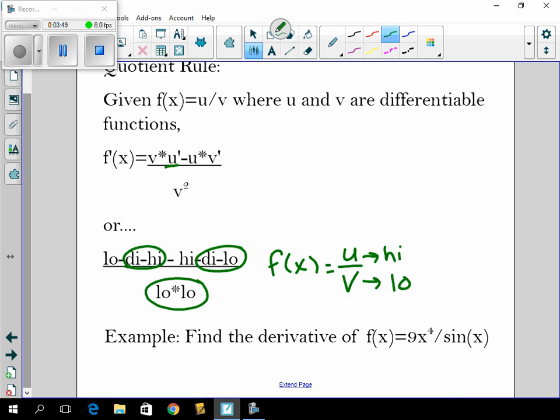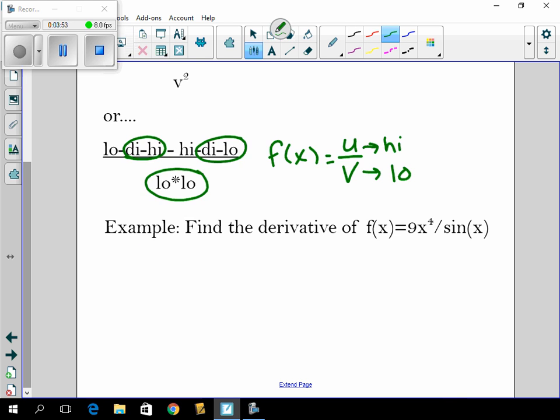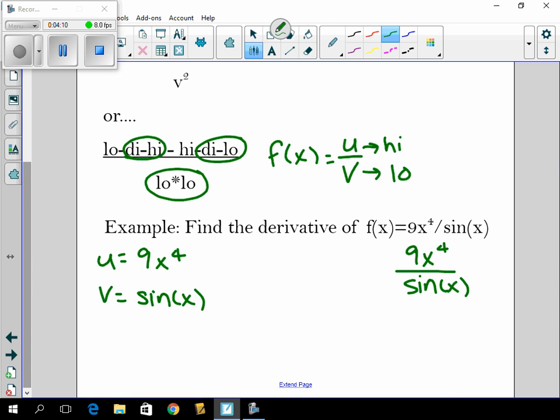So now we're going to look at the derivative of f of x equals 9x to the fourth all over sine of x. So again, first we need to recognize what's our u, what's our v. Our u is on top, 9x to the fourth. Our v is on bottom, sine x. Our u prime is 36x cubed, and our v prime is cosine of x.